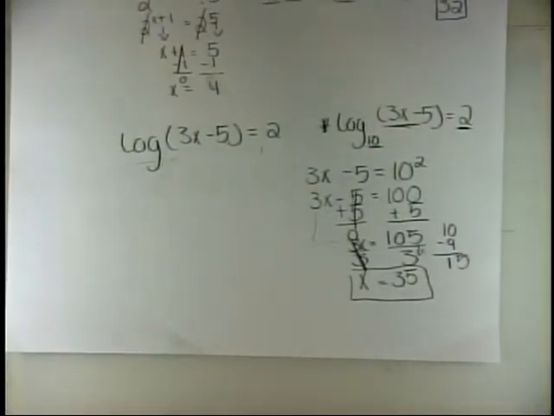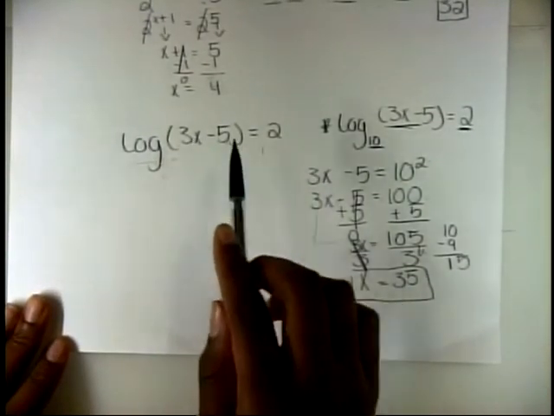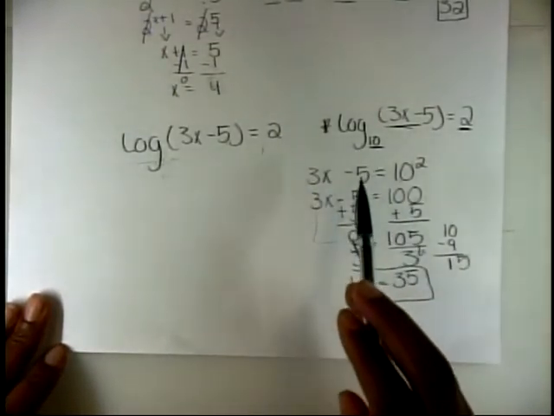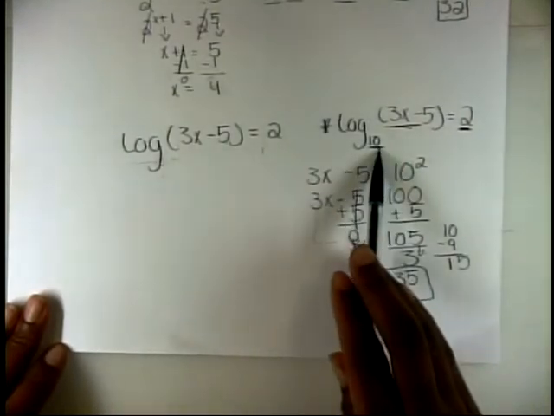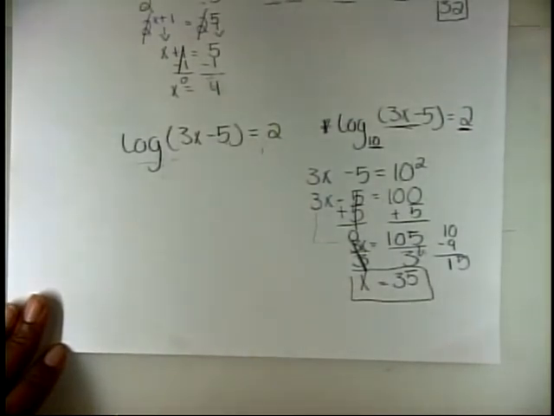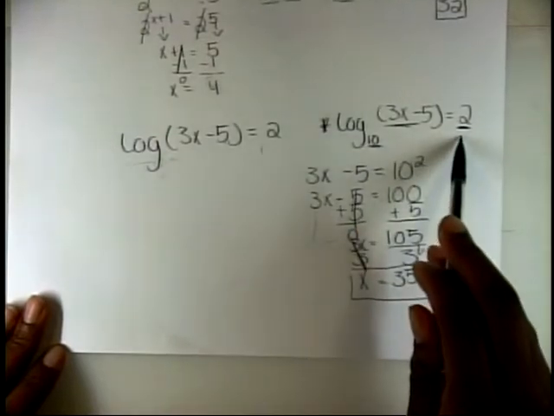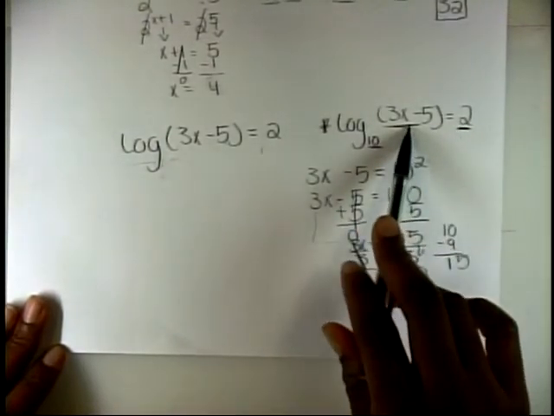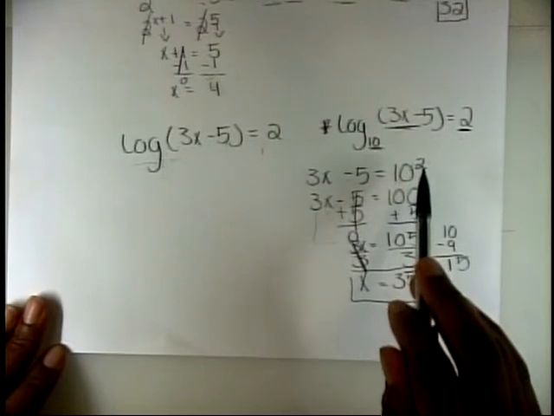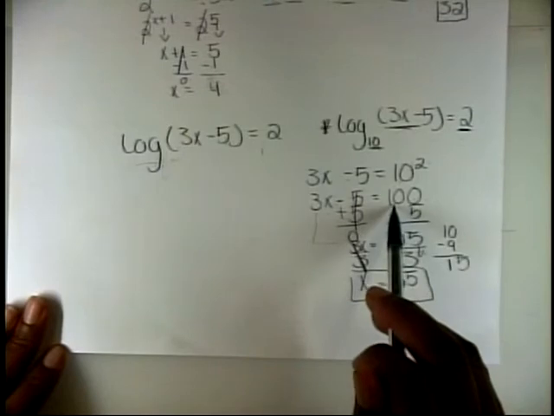The logarithmic equation is log of 3x minus 5 equals 2. Note to self, when log is by itself, the base is 10. If log was 5, the base would be 5. So you have your base right here, your exponent, which is 2, and your equation. So when we write that, we say 3x minus 5 equals 10 squared. You will solve 10 squared. 10 times 10 is 100.